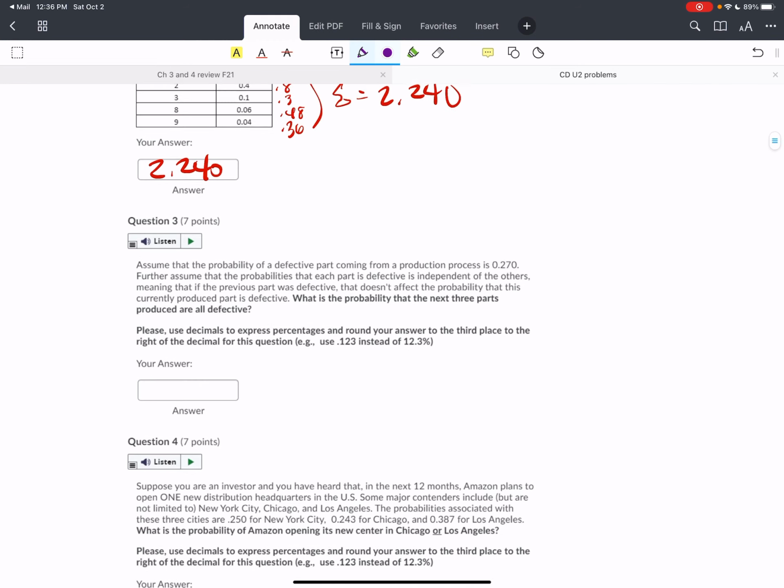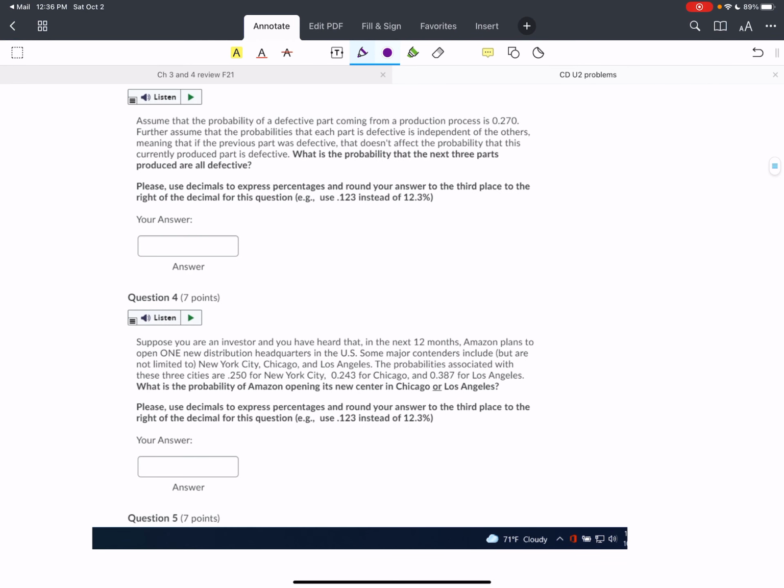Okay, so let's move on to the second question. Assume the probability of a defective part coming from a production process is 0.27. So you're given the probability. It's basically a 27% chance. Assume that the probabilities that each part is defective are independent of the other. What that means is, if one is defective, it has no impact on whether the next one will be defective also. But we want to know the probability that the next 3 parts produced are all defective.